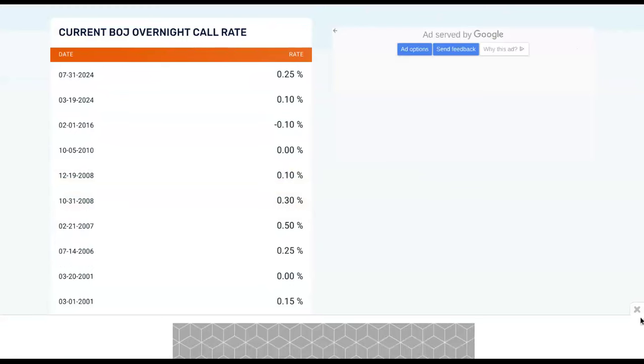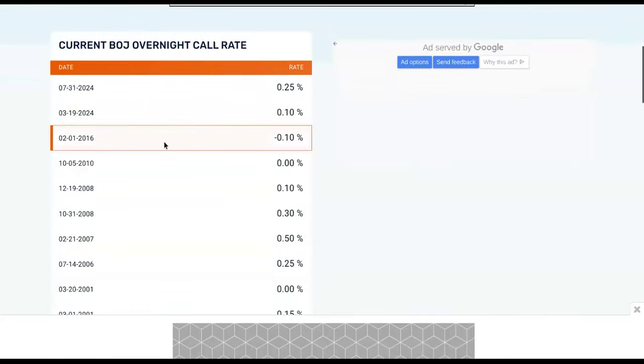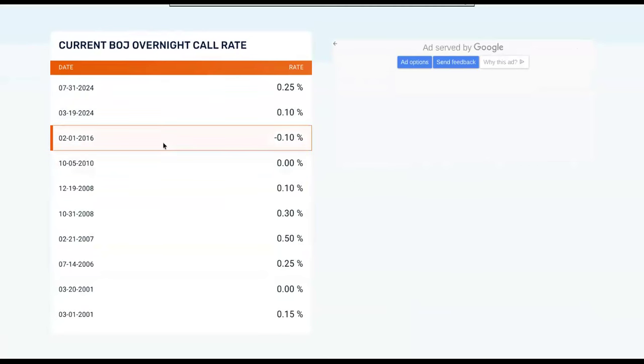I don't see how it impacts fiat currency. All right, let's talk about it. It was negative in 2016. That's where they messed up. When they pushed their rates negative in 2016, they messed up. They were in for it. Their fiat currency was not going to be appreciated. Right? Everybody was going to leave yen.